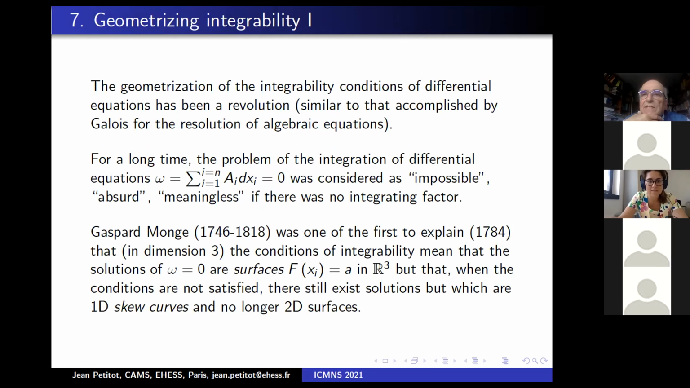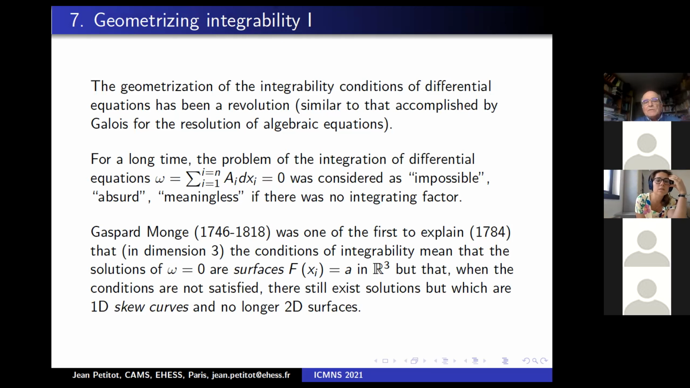The geometrization of the integrability conditions of differential equations has been a revolution very similar to that accomplished by Galois for the resolution of algebraic equations. For a long time, the problem of the integration of differential equations, such as the sum of a_i dx_i equals 0, was considered as impossible, absurd, meaningless, as it was said at the time, if there was no integrating factor.